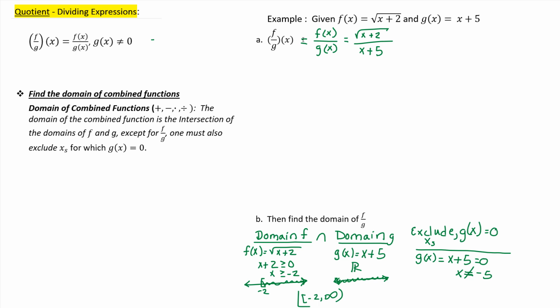So at the end of the day, if we put all three of those pieces together, our domain of f divided by g is negative 2 to infinity.